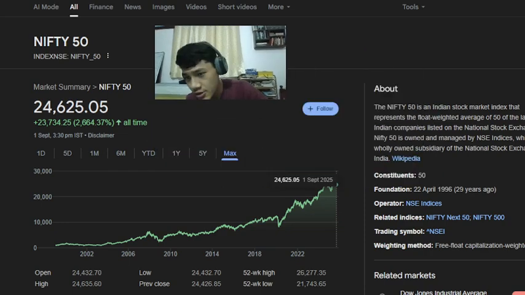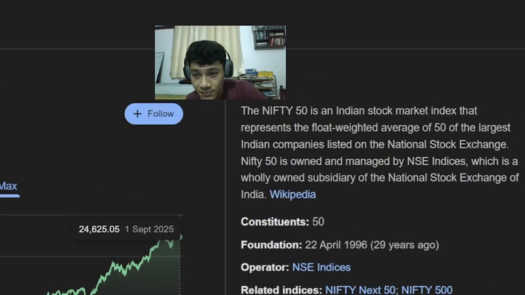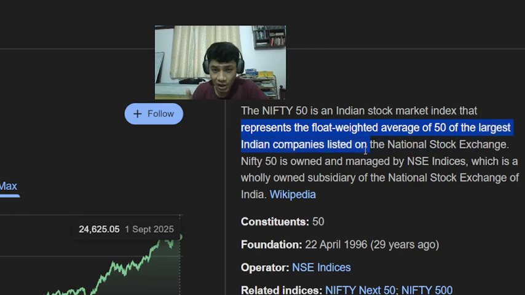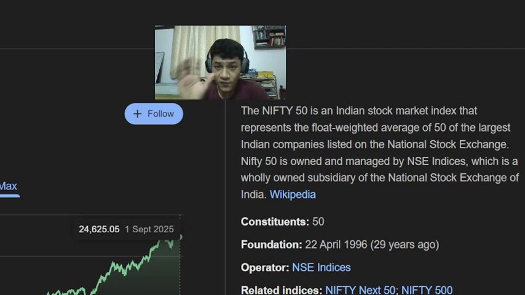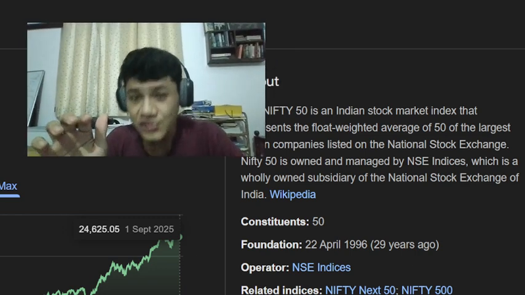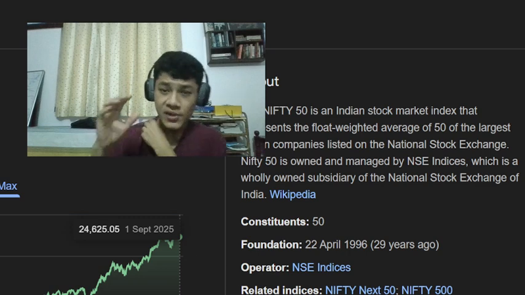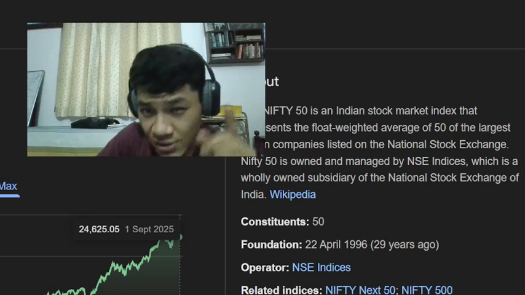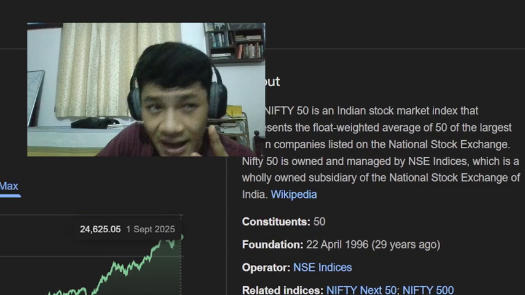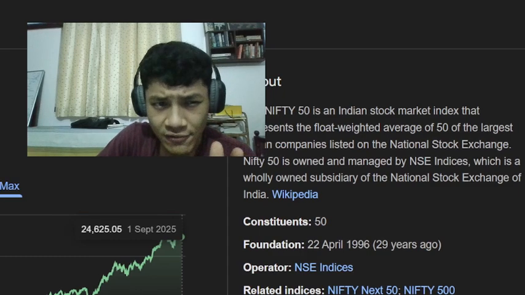So let's find out. First, the Nifty 50, here it says, represents the float weighted average of 50 of the largest Indian companies listed on the National Stock Exchange. So 50 of the largest Indian companies that are listed on the NSE, the National Stock Exchange. Nifty 50 has those stocks. However, it also says float weighted average. What is float weighted average?